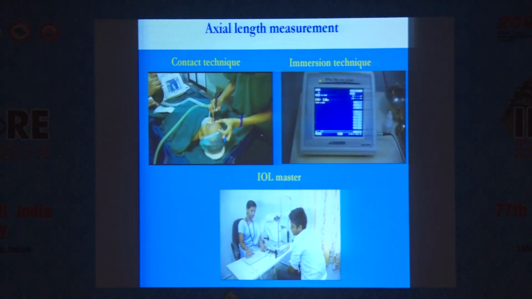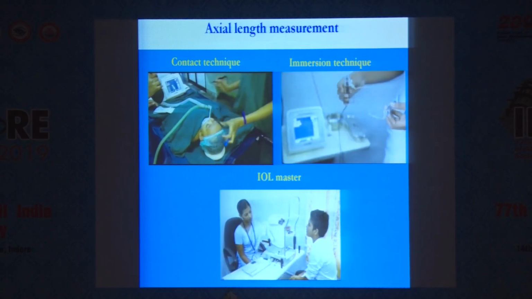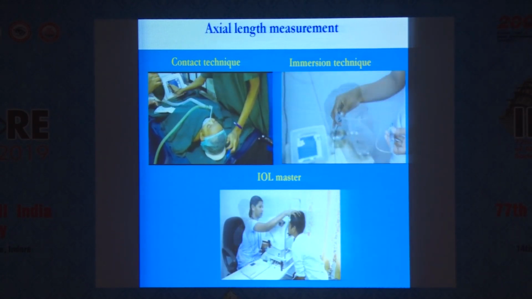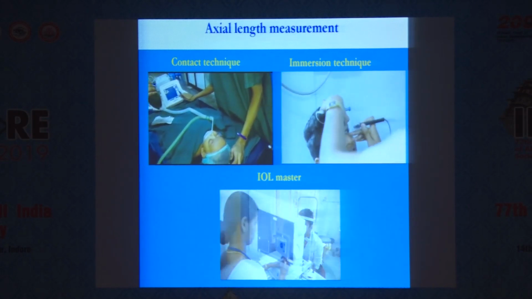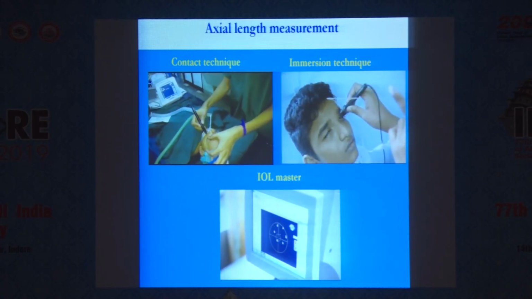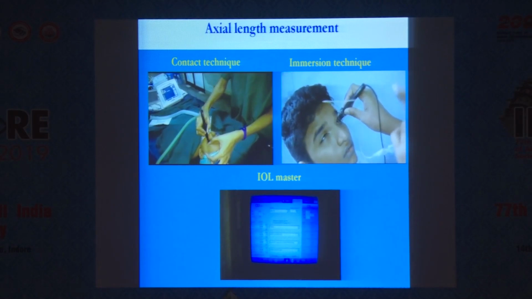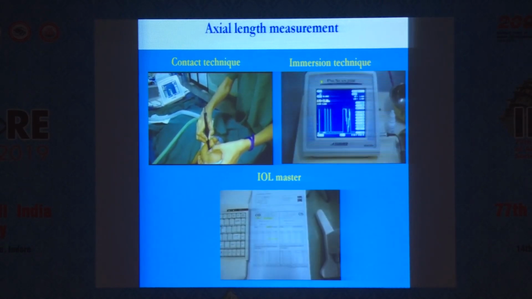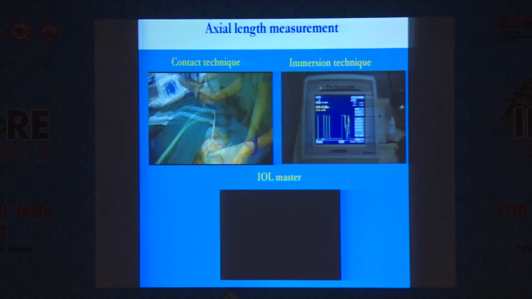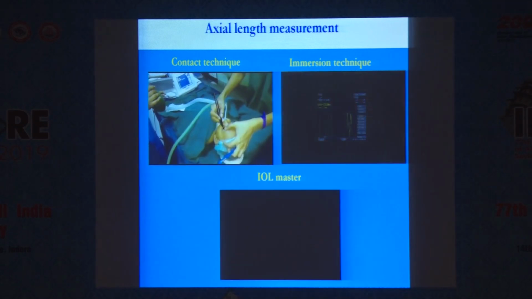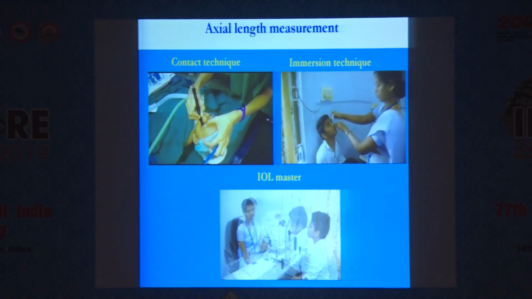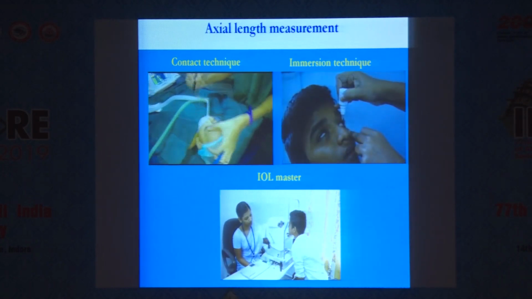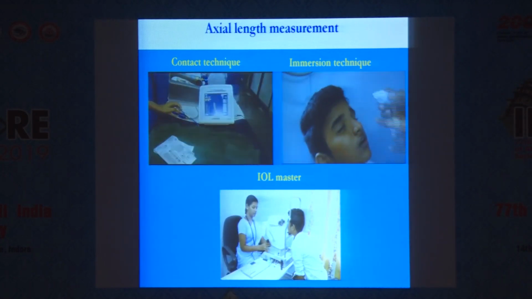The contact method needs to be done soon after the induction of anesthesia, without an eye speculum, and we should make sure that there is no indentation of the cornea, because a falsely lower axial length could be obtained, and most of the errors happen with the contact technique. EUA with the immersion technique is the ideal method for calculation of axial length. There is a probe that is placed, and there is a coupling fluid between the tip and the cornea.